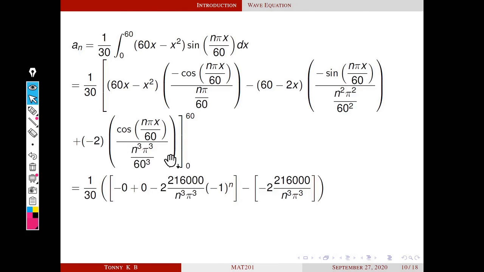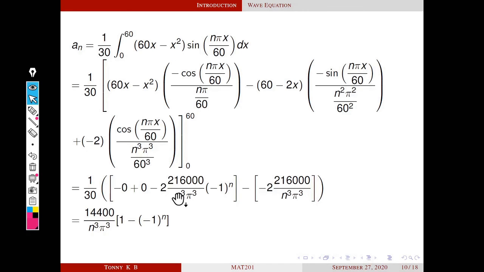Its reciprocal is this one, and this becomes cos nπ, and cos nπ is (-1) raised to n. Minus, then we substitute the lower limit 0. When x equals 0, this expression is 0, and here sin 0, so this one is also 0. When x equals 0, this is 1. So minus 2 times its reciprocal, that is 216000 by n³π.